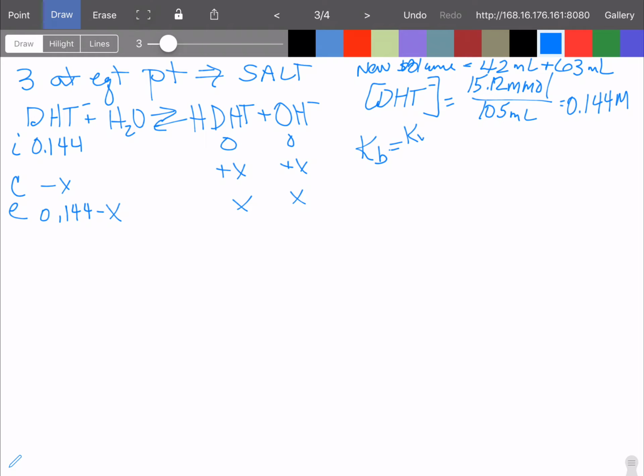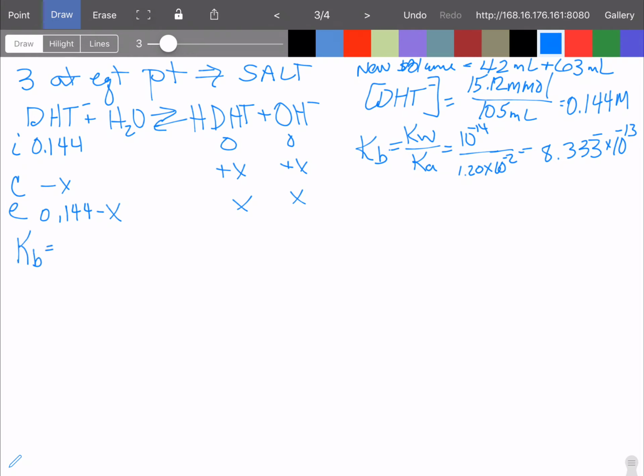Kb is equal to Kw times Ka. Remember, our Kw is 10 to the minus 14th. Our Ka is 1.20 times 10 to the minus 2. That's actually a pretty strong weak acid, so our Kb is going to be really low, which is 8.333 repeating times 10 to the minus 13. So that's pretty weak, actually.